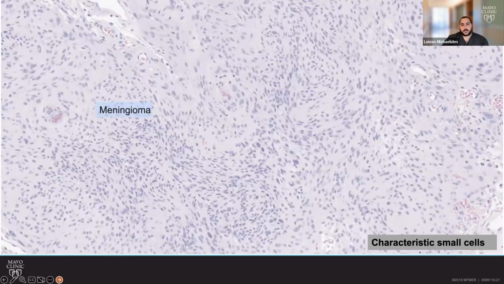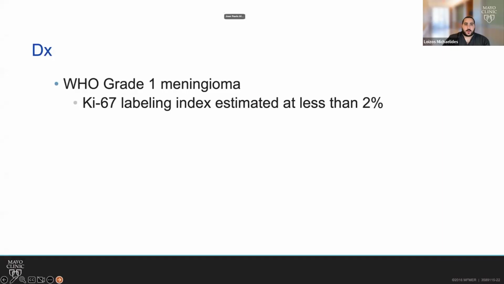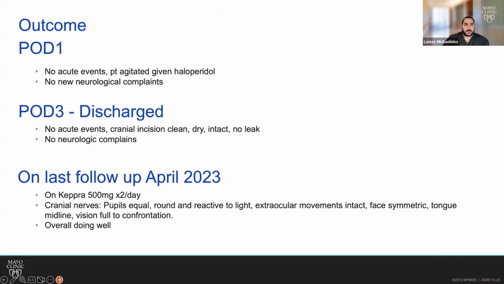Pathology was typical for a meningioma with characteristic small syncytial cells that form whorls. It was a WHO grade 1 meningioma with a very low Ki-67 index. And the outcome, she did very well. She was discharged on post-op day 3 with no acute events and no other neurological complaints. On last follow-up, her vision was full to confrontation and she was overall doing very well. Thank you.